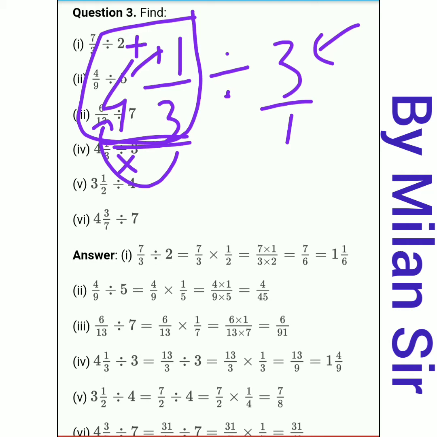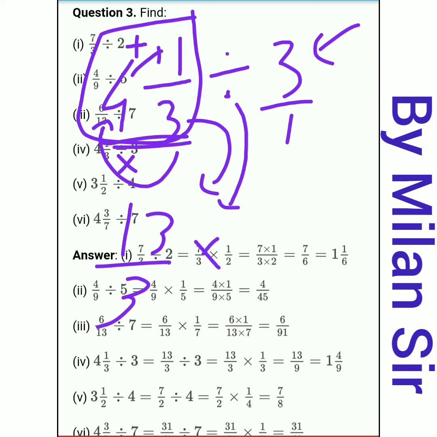First of all we need to use multiplication. 3 fours are 12, plus we need to add our numerator. So 3 fours are 12 plus 1, 13. The denominator 3 is as it is. Now this division becomes multiplication, and the reciprocal of the second number, 3 by 1, is 1 by 3.